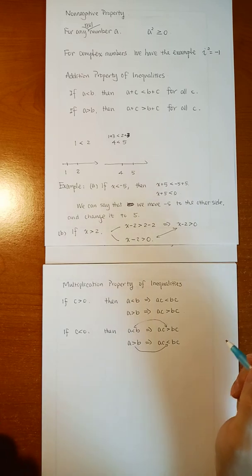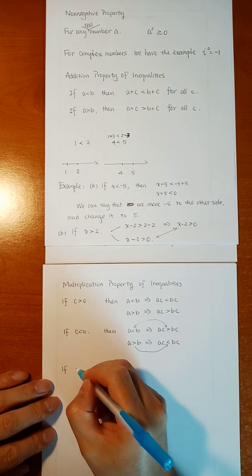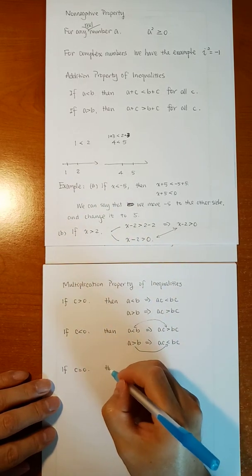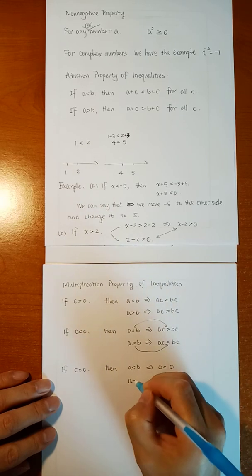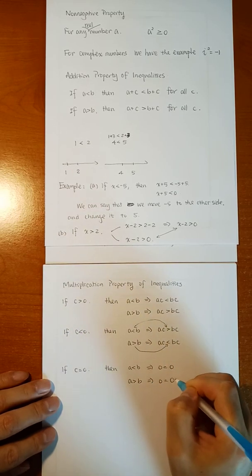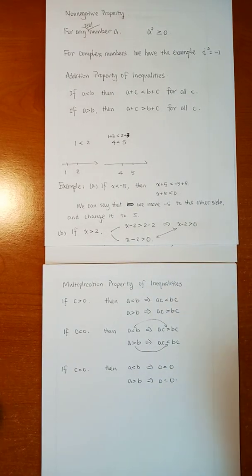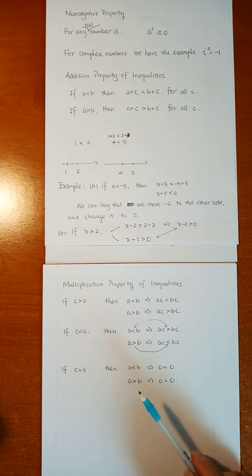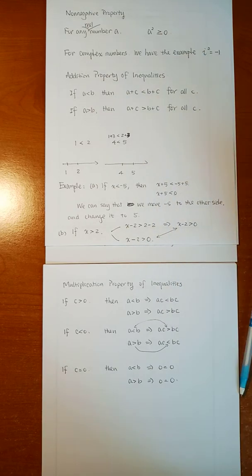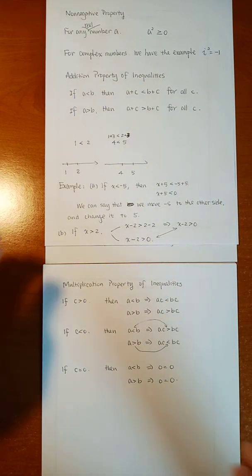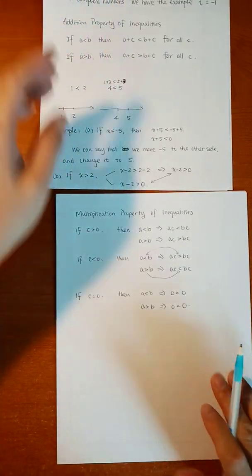Be careful. And of course, if C is 0, then for whatever inequality, you will get 0 equal to 0. It's trivial, it's nothing, because 0 times whatever number is always 0. So you change the inequality to an equality. This is not allowed. We want to preserve the inequality. So we never multiply an inequality by 0. All right. So the multiplication is done this way.